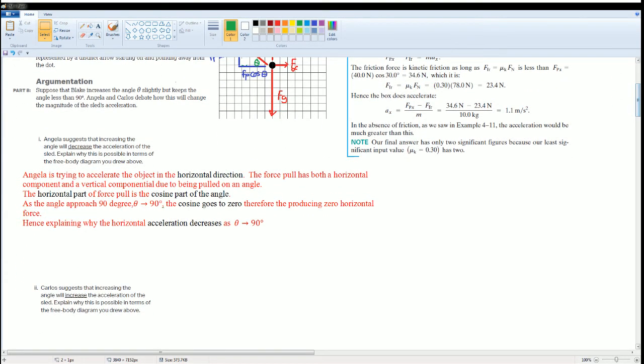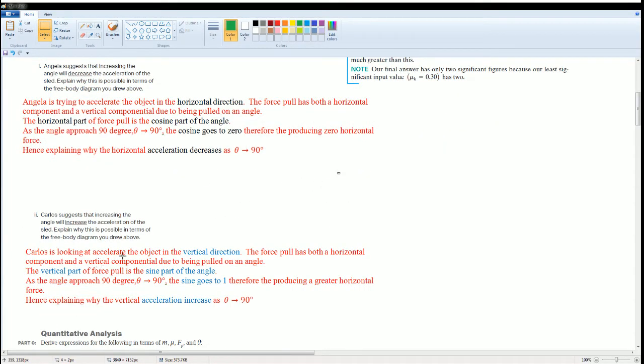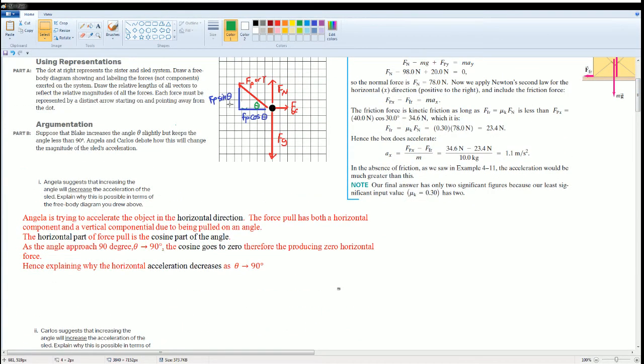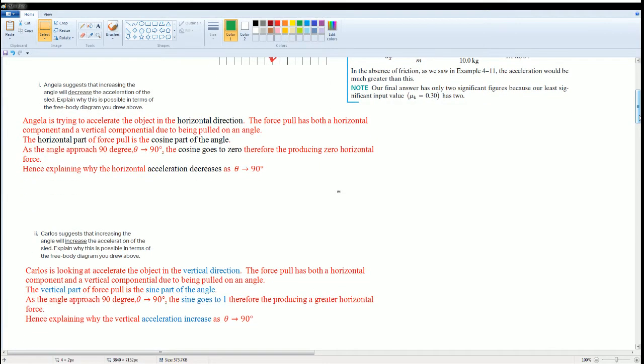Carlos's explanation is different. Carlos is looking at the acceleration in the vertical direction, and the force being pulled has both a horizontal component and a vertical component due to being pulled on an angle. The vertical part of being pulled is the sine part of the angle, FP sine theta. As the angle theta approaches 90 degrees, the sine goes to 1, therefore producing a greater vertical force. Hence, the vertical acceleration increases as theta increases.